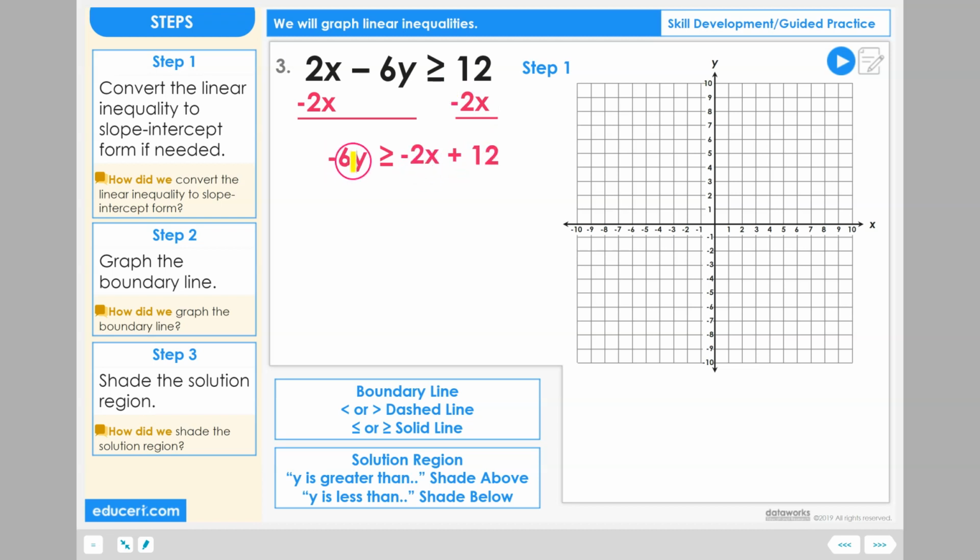To solve for y, we need to now divide the whole inequality by negative 6. And remember that because we divided by a negative number, this will flip the inequality. Negative 6y divided by negative 6 equals y. We flip our inequality from greater than or equal to a less than or equal to. Negative 2x divided by negative 6 equals a positive 1/3 x, and positive 12 divided by negative 6 equals a negative 2. How did we convert the linear inequality to slope-intercept form?